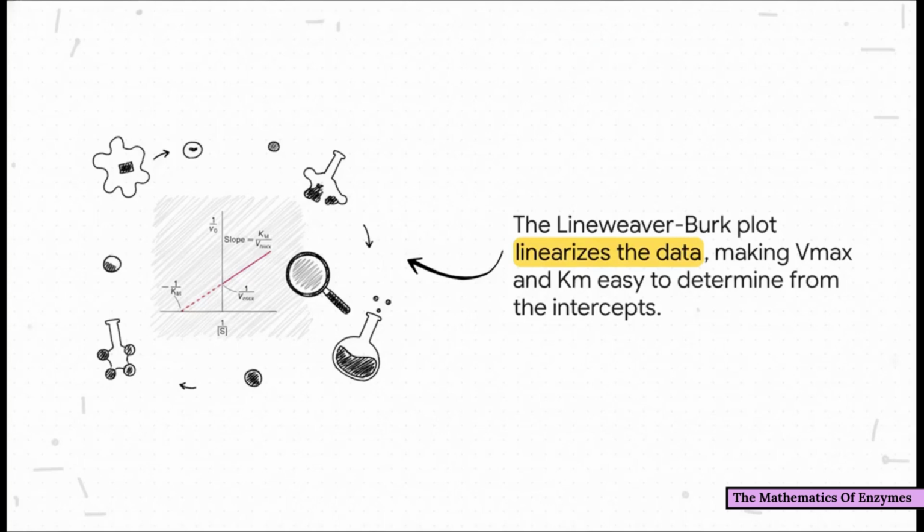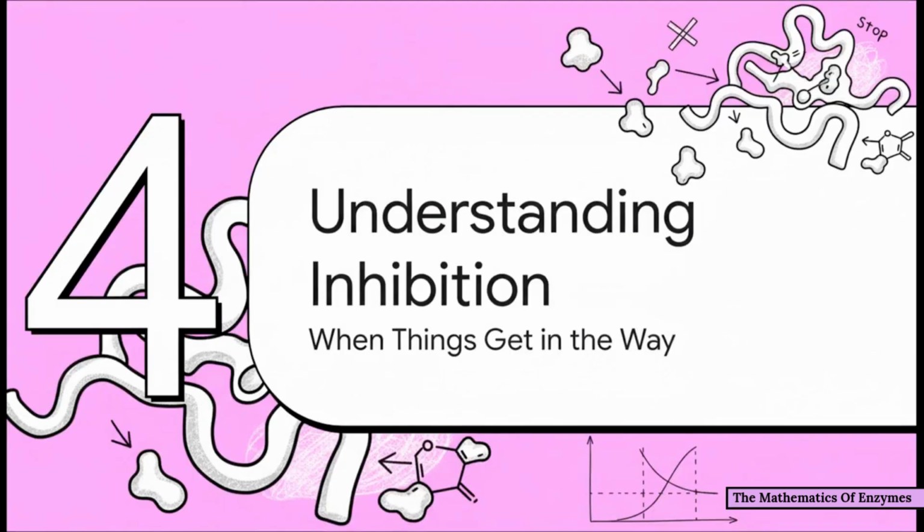As you can see, it's a perfectly straight line. So now, instead of trying to eyeball a curve, we can just draw a nice, clean line through our data points. And check this out. The y-intercept is just 1 over Vmax, and the x-intercept is -1 over Km. It's such a simple, powerful way to pull out an enzyme's most important stats. No more guesswork.